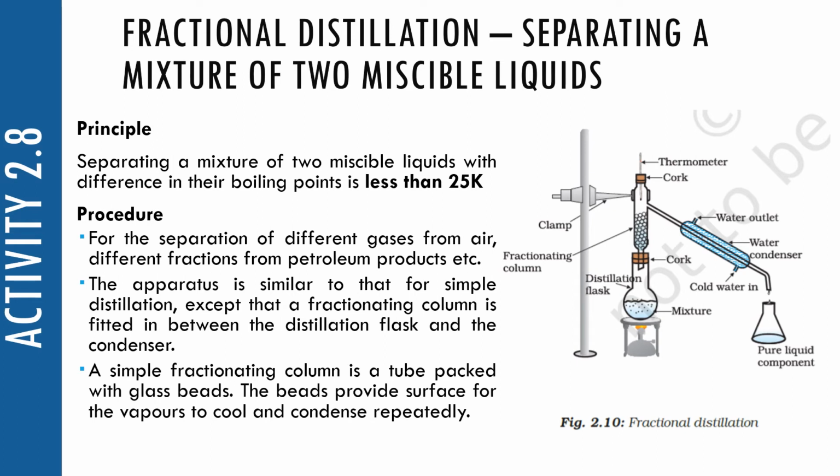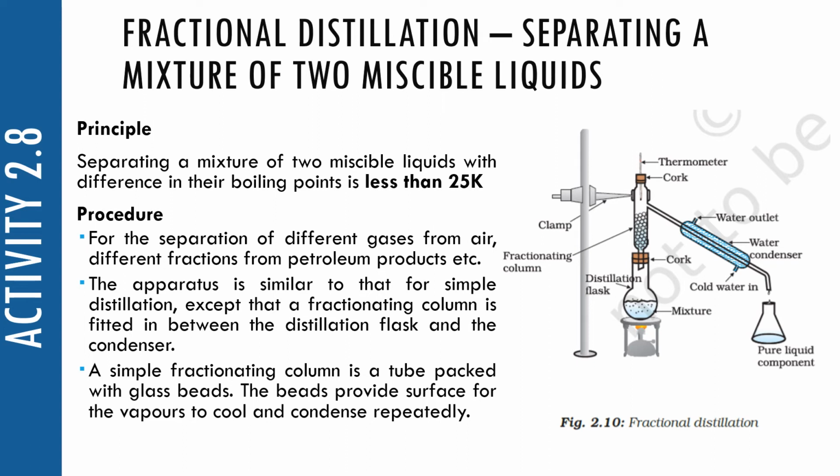Fractional distillation. Principle: separating a mixture of two miscible liquids where the difference in their boiling points is less than 25 Kelvin. Procedure: for the separation of different gases from air, and different fractions from petroleum products, the fractional distillation process is used.